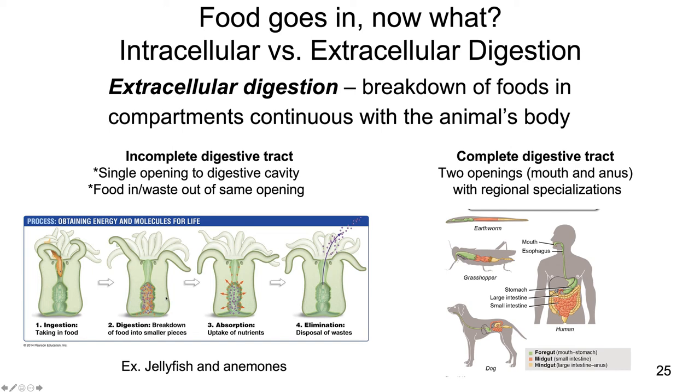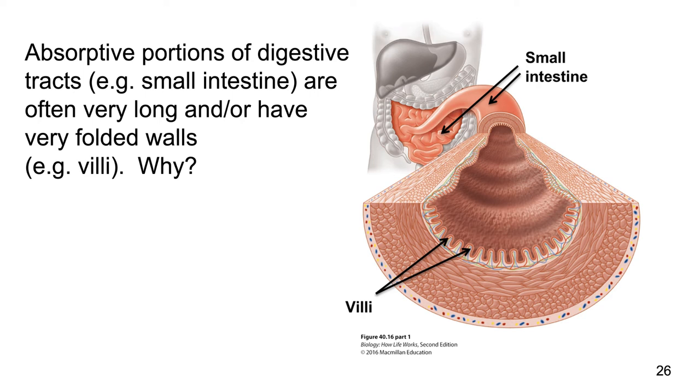So, for example, let's look at the absorptive portions of a digestive tract with something with a complete gut. If you look at the small intestine of a human, if you were to unravel it, you'll find that absorptive portions of the small intestine, just like anything with a complete digestive tract, are typically very, very, very long. If you were to unfurl this small intestine, it'd be super long and often very folded. So lots of folded walls, like you see here, all these little fingerlings that stick out inside of the small intestine, which once again is for nutrient absorption. These things are called villi.